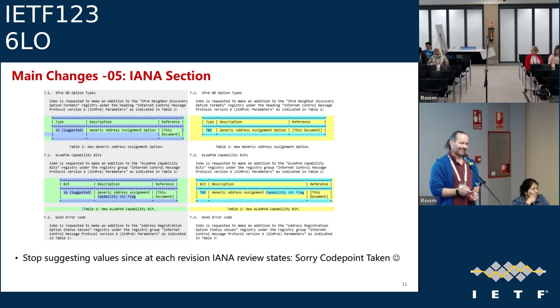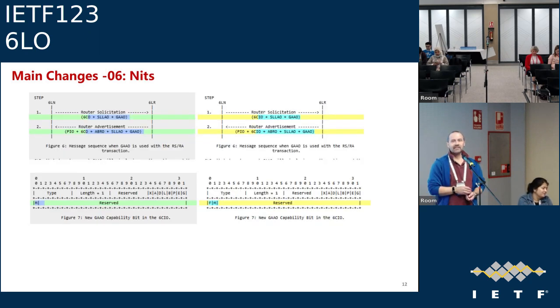Because everything is moving. And really the last iteration, the 06 that we submitted this Monday, was just to fix a typo. In the 6CIO, we have a figure. Even if we don't suggest any specific bit in the IANA section, we put as an example the M bit, which is the managed bit, the fact that we are able to support GAO. The first bit that is free as of today may change in the future. We will change this figure accordingly to the bit IANA will give us at some point.